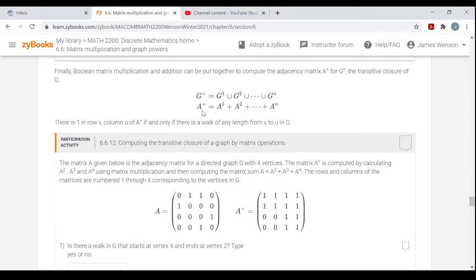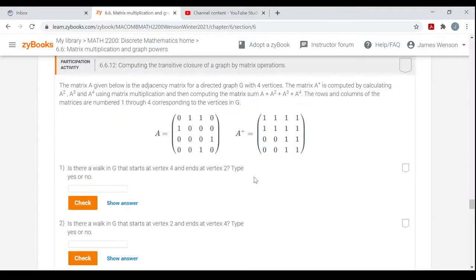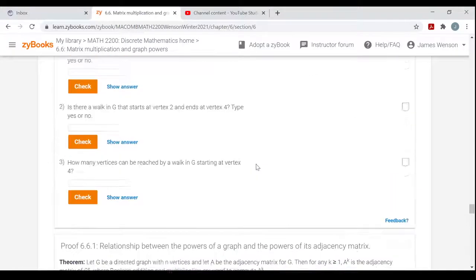And so the adjacency matrix for the transitive closure, A plus, is just A plus A squared plus A cubed plus all the way up to A to the nth. And when you're looking at the matrix A plus for the transitive closure, if you see a 1 in row V column U, that means there's a walk of some length, any length, from V to U back in the original graph G.